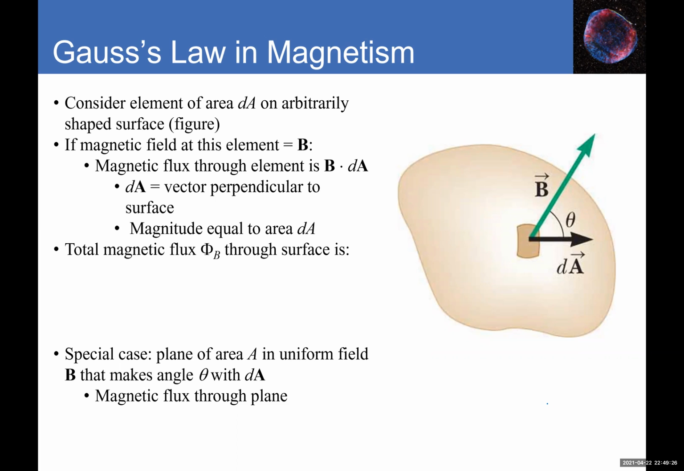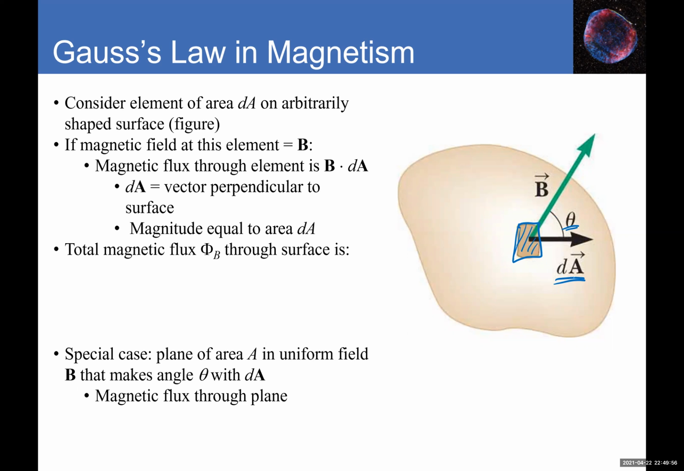So let's say some kind of arbitrary surface, and let's say there's a magnetic field through some small area of interest. We can define that to be dA. So you can see the vector is perpendicular to the surface of that area of interest, and the magnetic field has some angle theta with that. So that means what I can calculate here is in terms of magnetic field and dA.